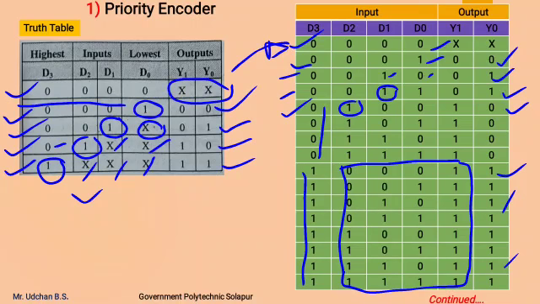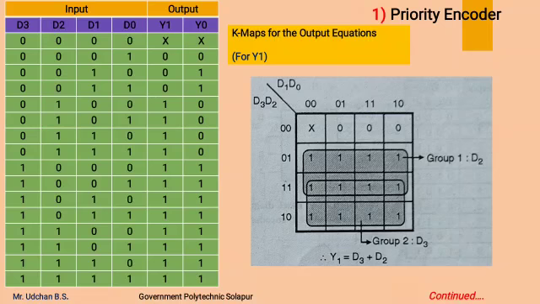It means 4 lines are converted into 2 lines output. Now we have to get the output expressions of Y1 and Y0 using K-map. As the inputs are 4 variables, we consider a 4 variable K-map over here. For Y1, these entries are made onto the cells of the K-map. After entry, we will get the K-map like this, which you are seeing in the PPT now.